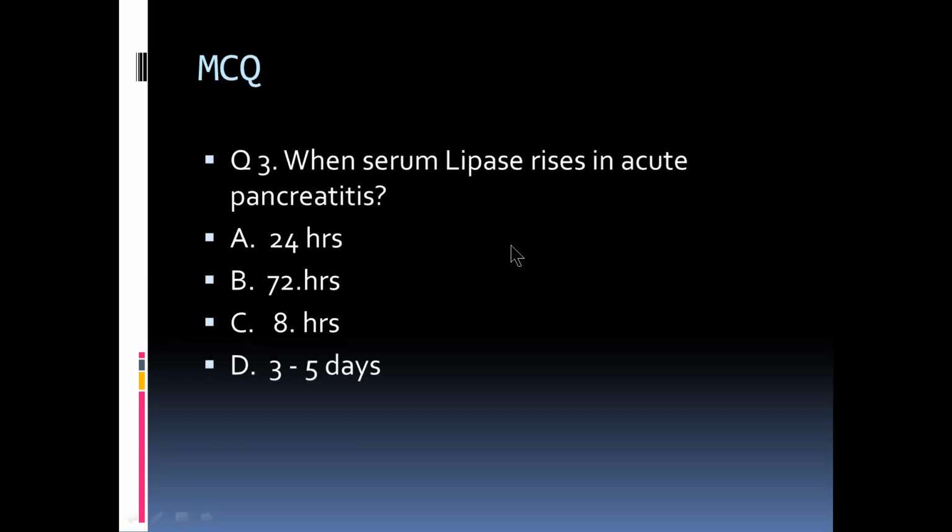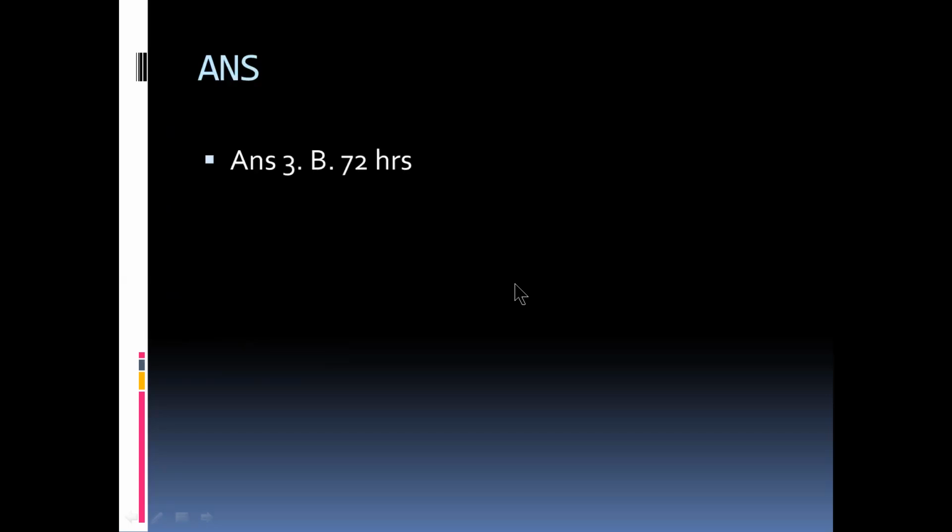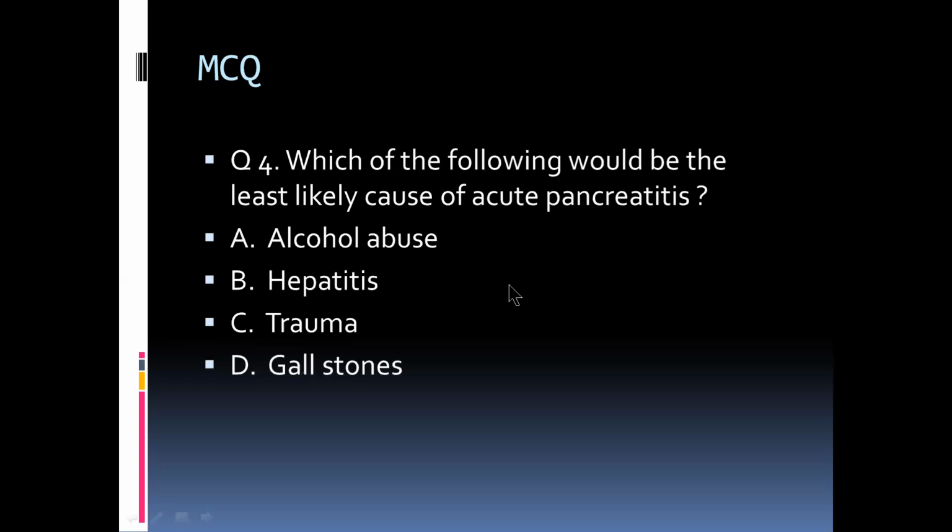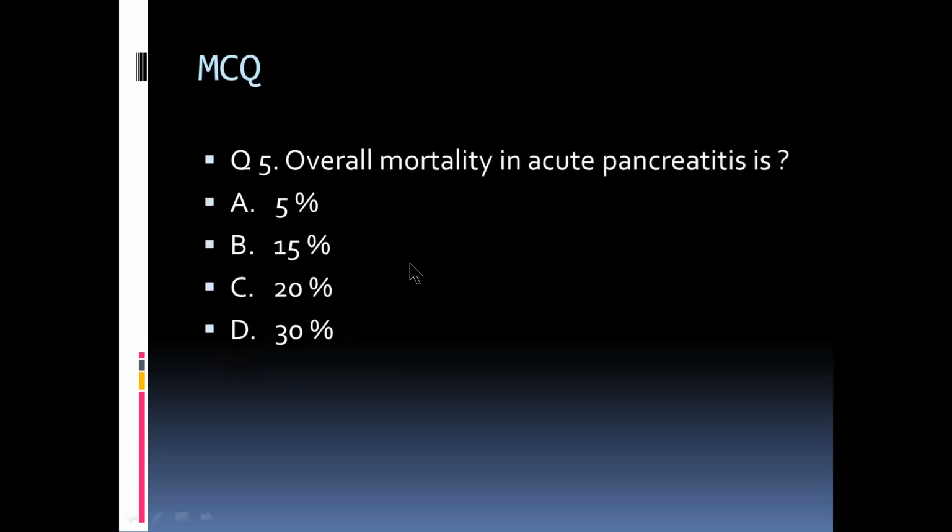Next question is when does serum lipase rise in acute pancreatitis? The answer is 72 hours, serum lipase is elevated in acute pancreatitis. Which of the following would be the least likely cause of acute pancreatitis? Out of these, that is alcohol, hepatitis, trauma and gallstone, hepatitis is the least likely cause of acute pancreatitis.